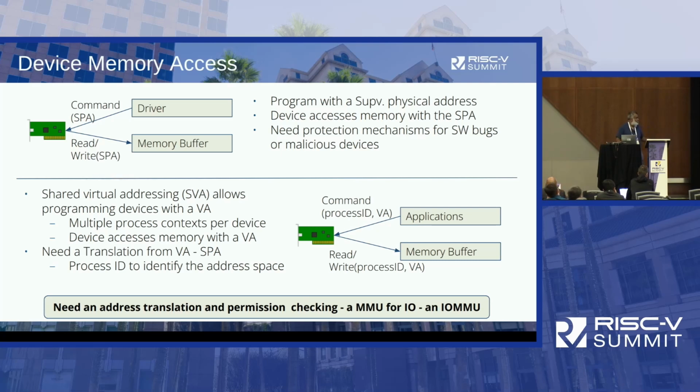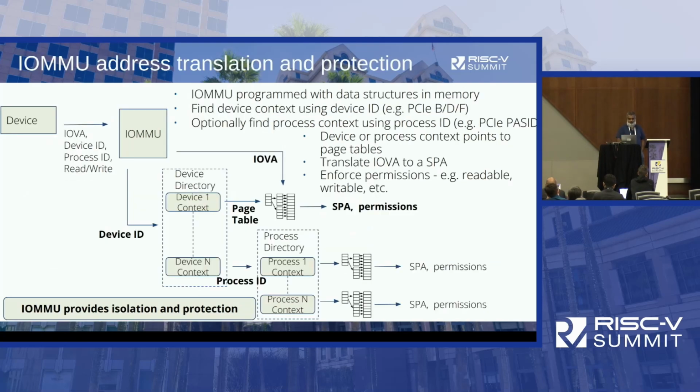So the key thing I want to call out here is that in order to do these protections and translations, you need a memory management unit, an MMU for I/O, or an IOMMU. Typically, an IOMMU sits between the I/O device and the fabric that connects that I/O port to memory, and it gets programmed with a page table to do the address translation and to enforce protections.